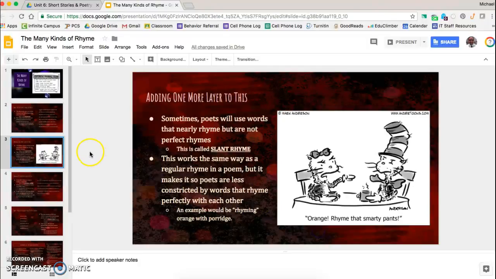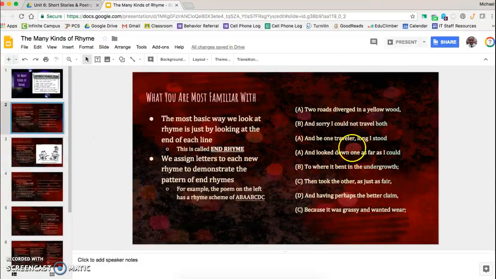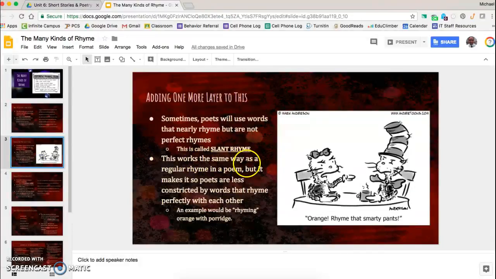When we go beyond end rhyme, we can make things a little bit more complicated by looking at words that almost rhyme. So a lot of times poets will use words that just nearly rhyme with each other, and we call that a slant rhyme. If we were labeling the rhyme scheme, we would count a slant rhyme as an exact rhyme for actually labeling the pattern. But this works the same way as a regular rhyme in a poem. It just makes it so that poets aren't as constricted by the words that they have to choose from, because they don't just have to look at the exact rhymes. They have a lot of options.